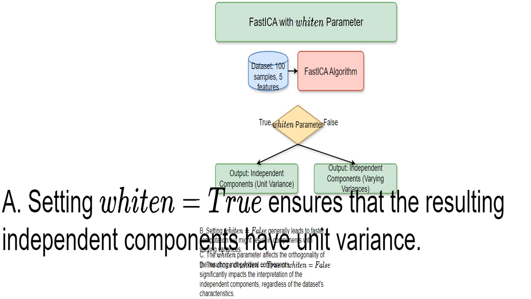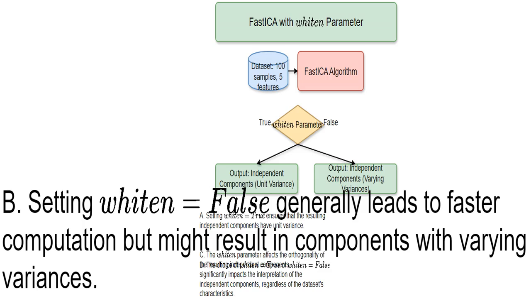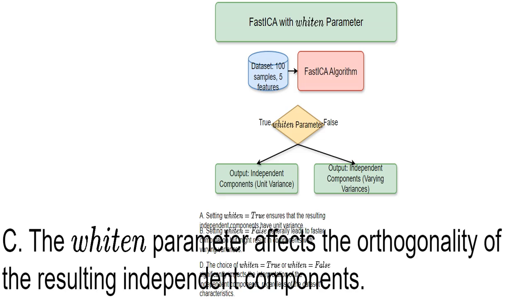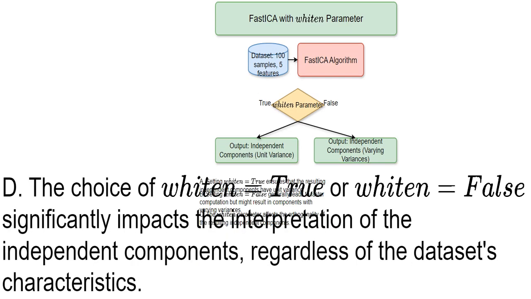This statement is true. The whitening preprocessing step ensures that. This statement is also true. Skipping whitening saves computational time. This is generally false. While there might be some indirect effects, FastICA's primary focus is on statistical independence, not perfect orthogonality, uncorrelatedness. This is false. The impact on interpretation is data-dependent, so it's not universally significant.